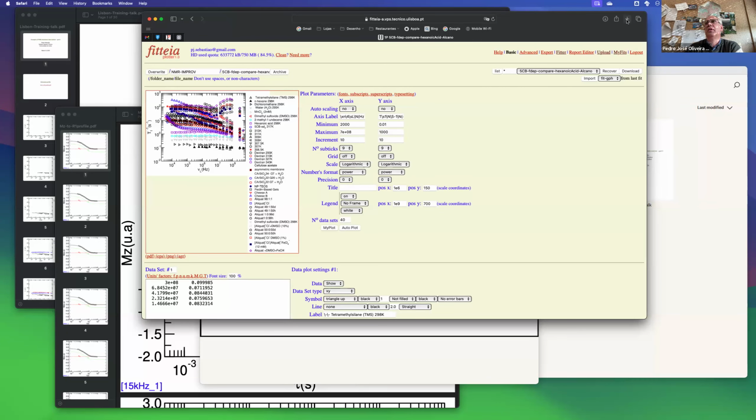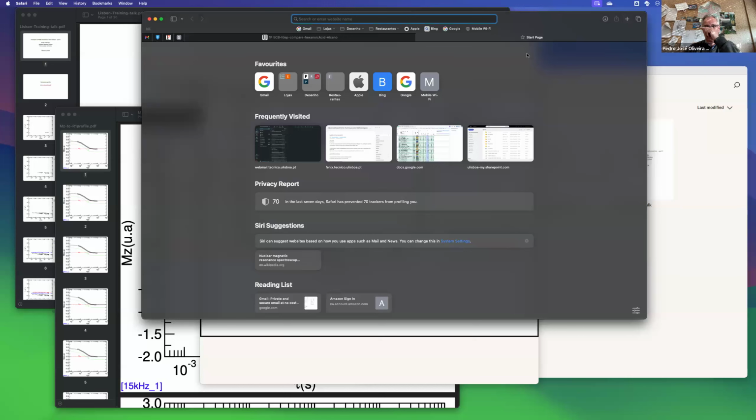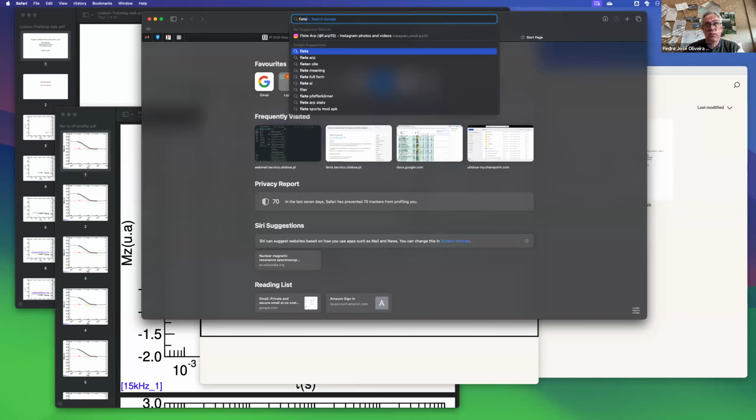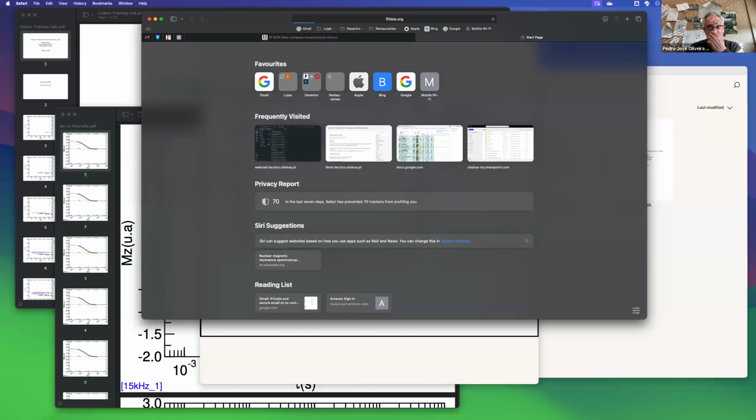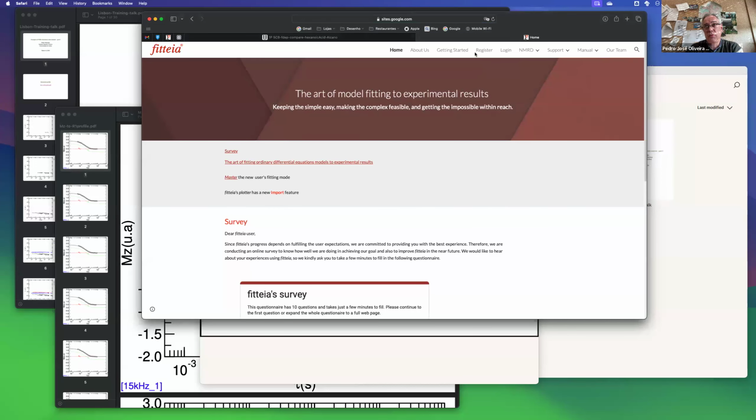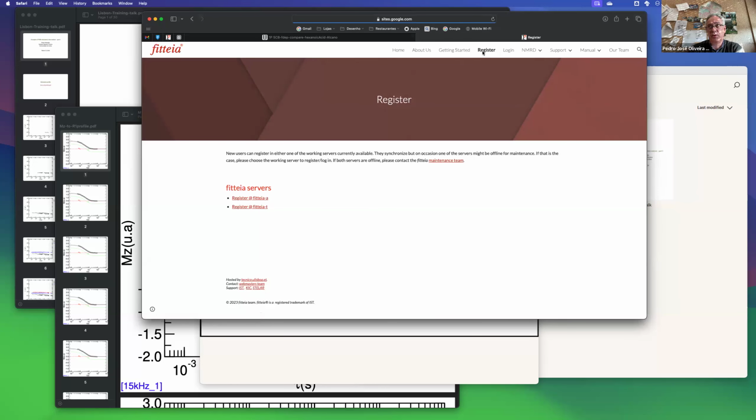try yourself. So let me open a new window and invite each one of you to go to FITEA.org, and then you just register and you will be able to follow. Perhaps I can show you the first steps. So you just choose register. You are still able to see my screen, right?